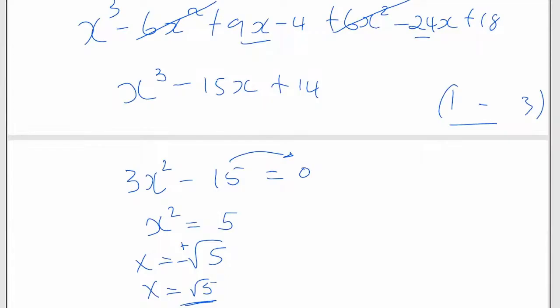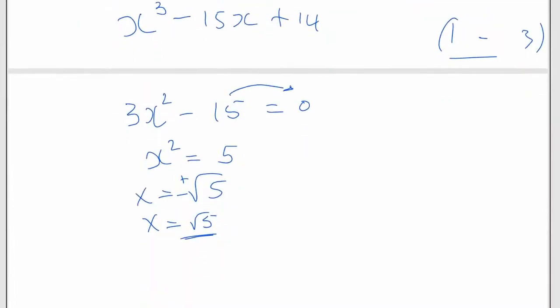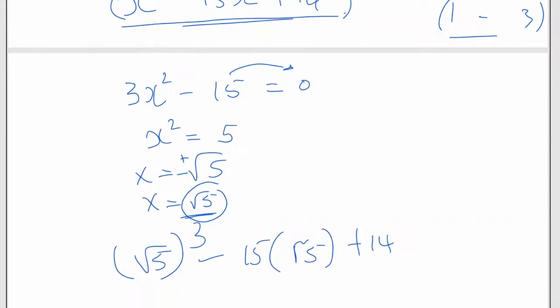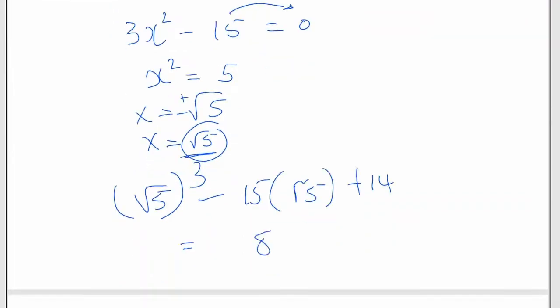Since the question is asking for the distance or the maximum distance, I'll get this root 5 and substitute it into this distance formula of ours. So it's going to be root 5 cubed minus 15 times root 5, and then plus 14. If that happens, I'm ending up with 3.836 units as my answer.